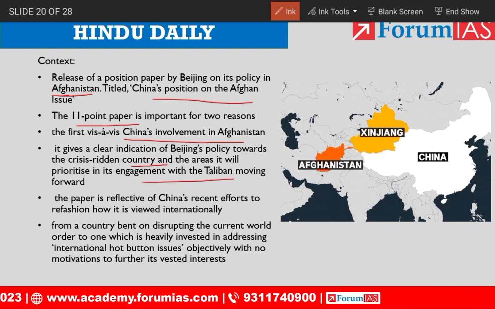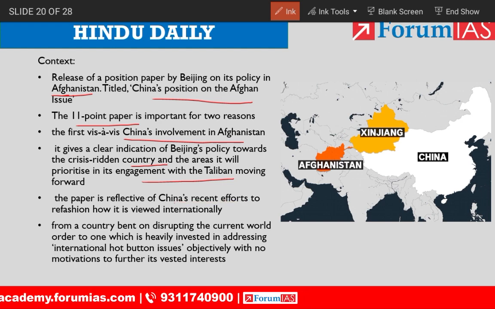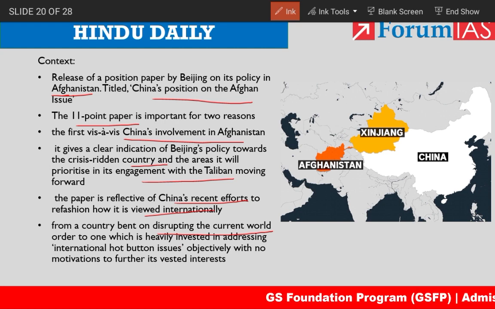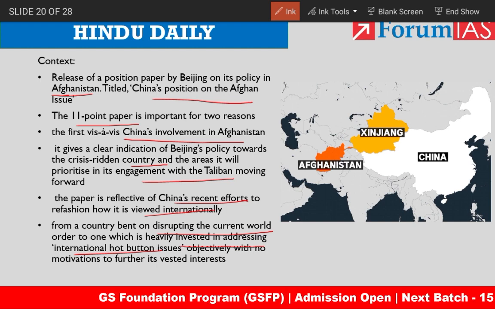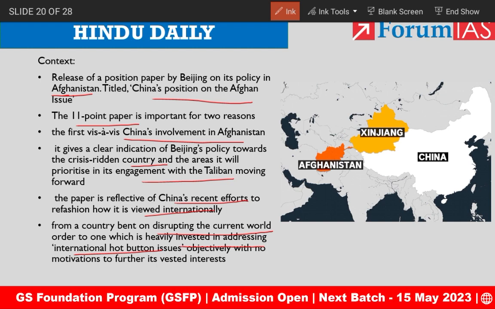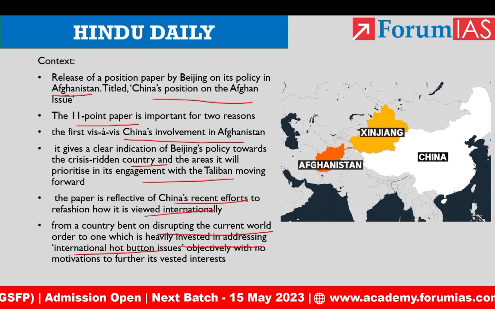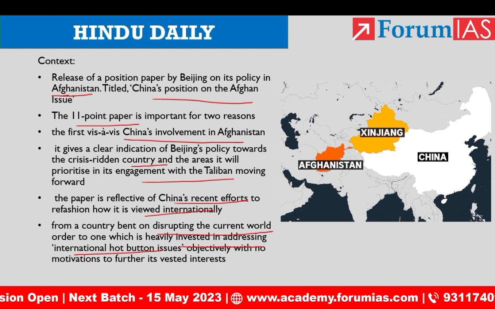Because it is reflective of China's recent effort to refashion how it is viewed internationally. Because China is actually seen as someone who is disturbing the current world order. It is not wanting to maintain the status quo. It is wanting to disturb the current world order. So it wants to change that. It wants to change that into what? It is invested in addressing international hot button issues with which it has no motivation or vested interest. So this change in its view is also important. We should see it from this angle also.